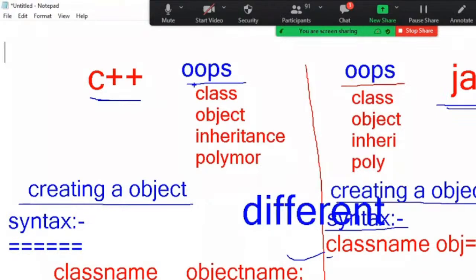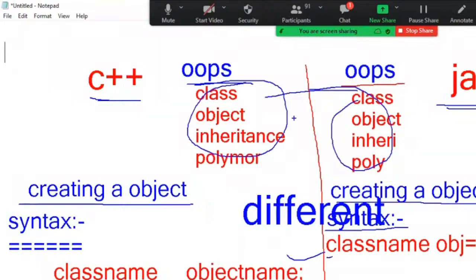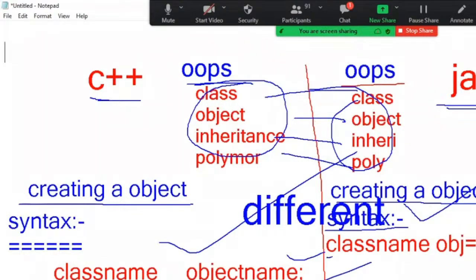But conceptually, some OOP concepts are the same or not? Same. OOP concepts are the same. What is a class? What is an object? What is inheritance? What is polymorphism? Same. But syntactically totally different. Why? Because those are two different languages, two different products from different companies. That's why functions are different, and the syntax is also different.